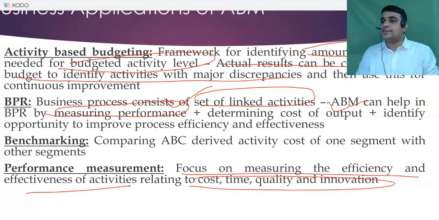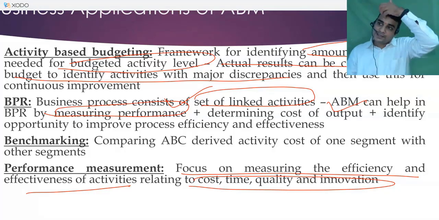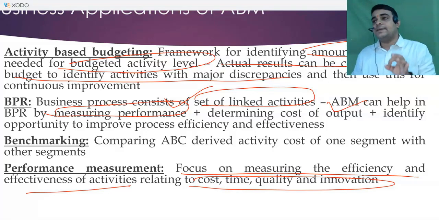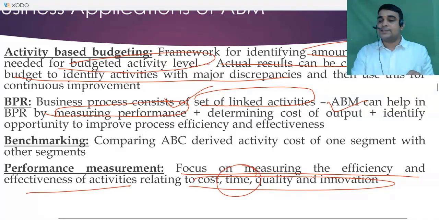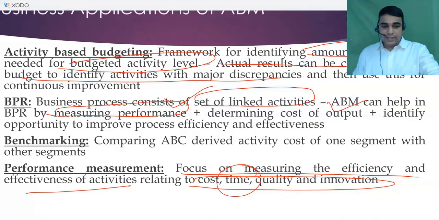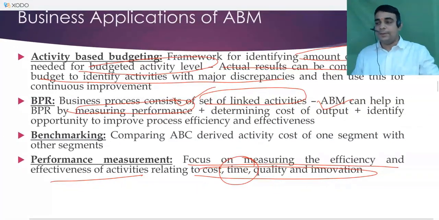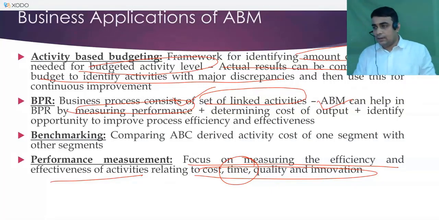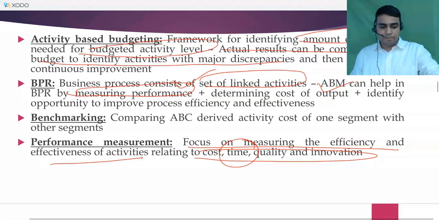Technically, whatever you see in your BPR, there were significant improvements in cost, quality, delivery, and speed. Delivery and speed is basically a time-related aspect. They are also adding an element called innovation. So these are the five business applications of ABM, because in an exam scenario, we cannot tell with certainty what type of question will come.